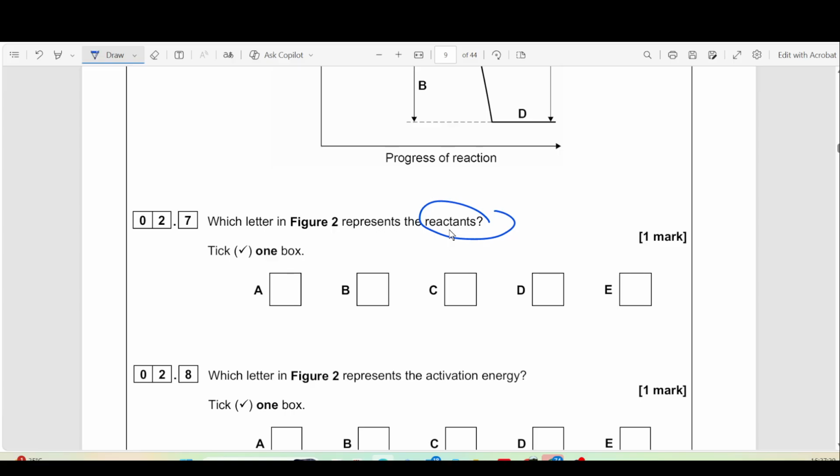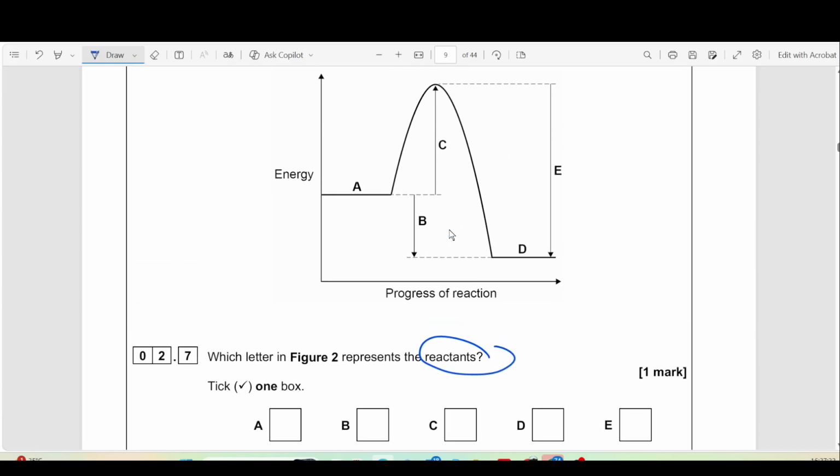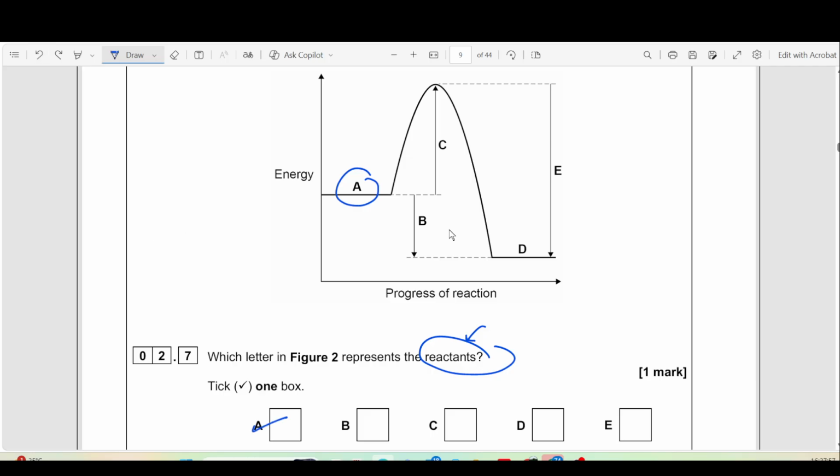So A marks the energy level of the starting material before the reaction begins. Reactants means the things we are mixing, suppose A plus B is giving us C plus D, so A and B are reactants here. In this one, A is showing the energy of the reactants, so it is A.